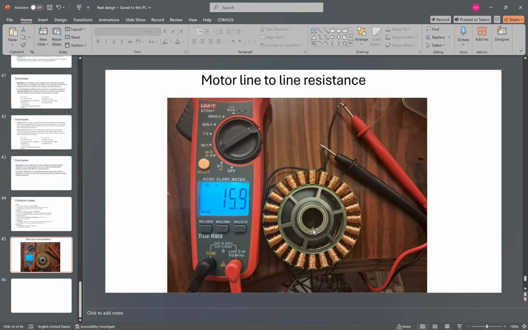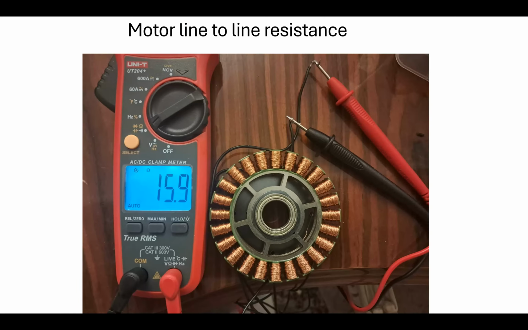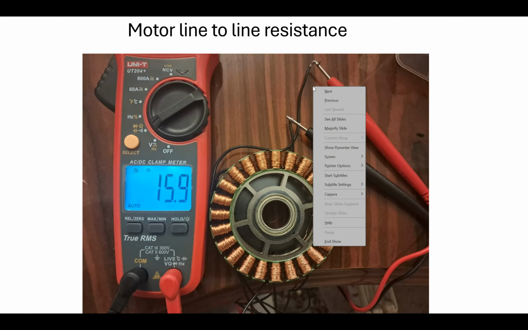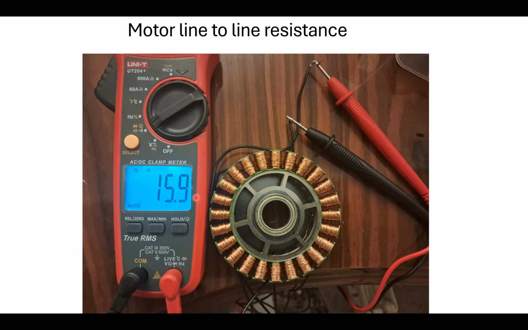This is a simple experimental setup here. We used a multimeter to measure the line resistance between phases for the motor. For example, this is phase A and phase B, and the line resistance here is about 15.9 ohm. And also we can measure the same resistance between phase A and C and phase B and C and so on.